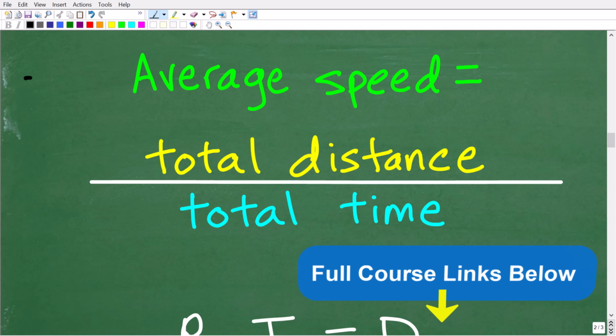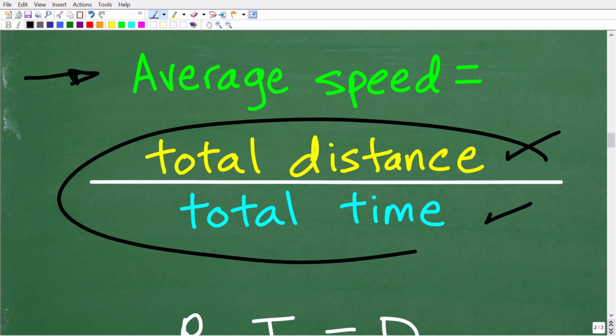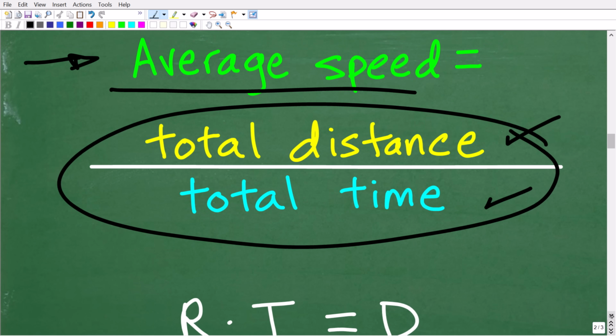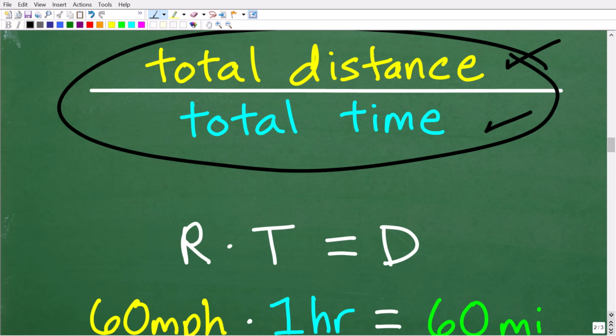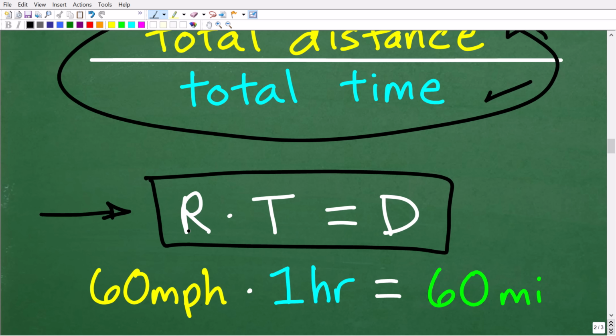So what is average speed? Average speed is equal to the total distance covered divided by the total time. If you don't understand this formula, you cannot calculate average speed. Let's take a look at a basic example of the relationship between speed, time, and distance. Here is a formula that you should understand: rate times time is equal to distance.